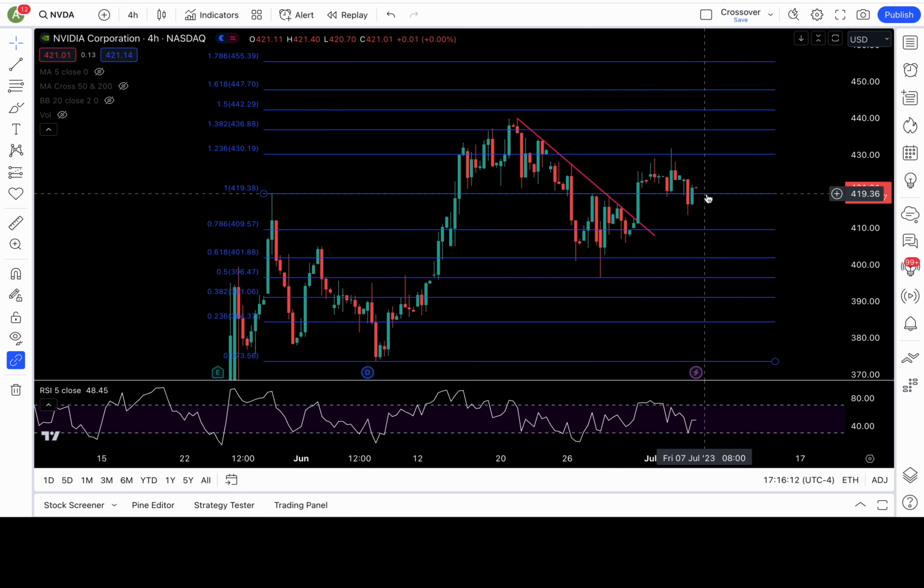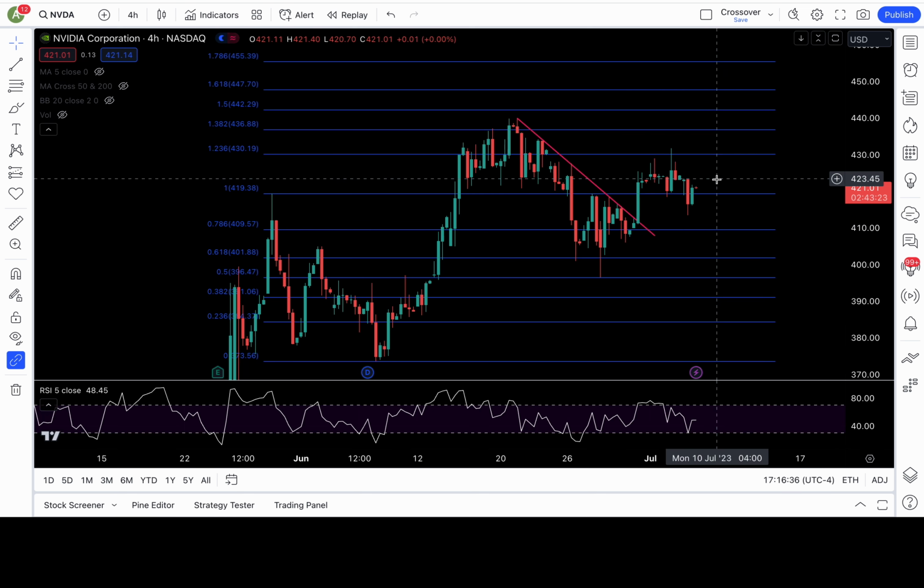Now, 419.3, guys. If that breaks down tomorrow, look to short. We'll likely go down and test 416. That was the previous pivot low on this candle right here. With 413.5 in play. Below 413.5, we got 409.5. Possibly back down to 406s in play. Get bearish below 419.3 for NVDA.